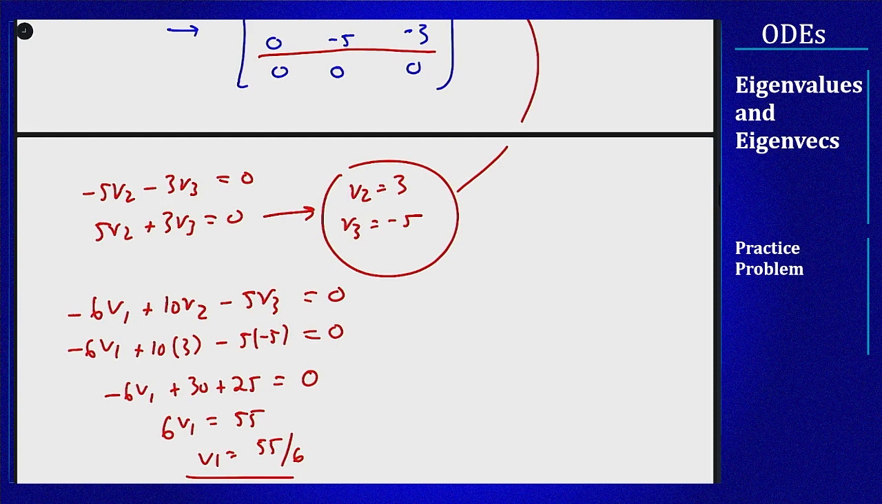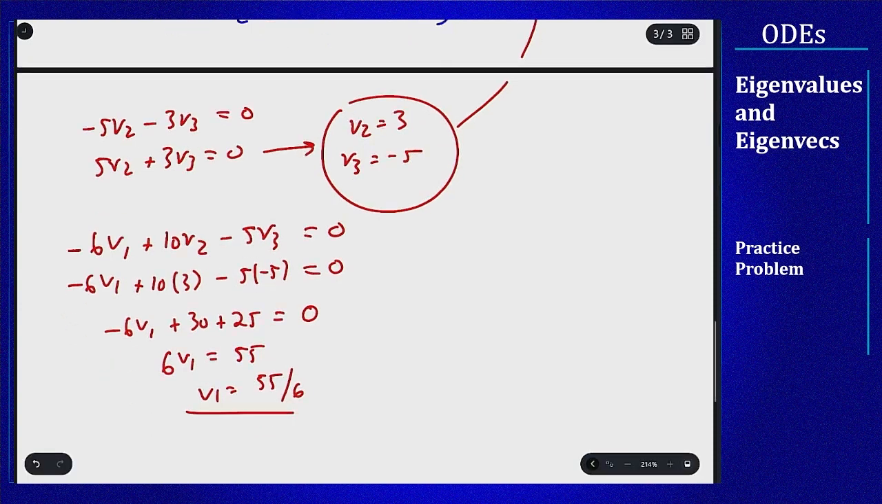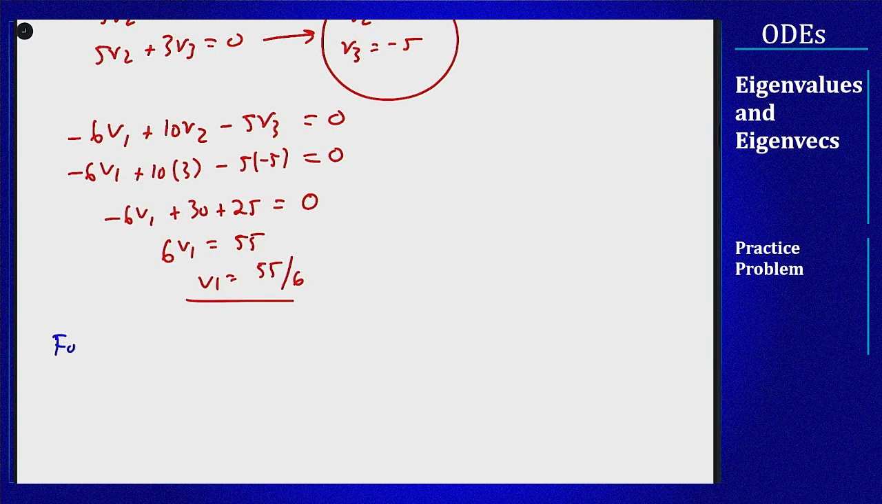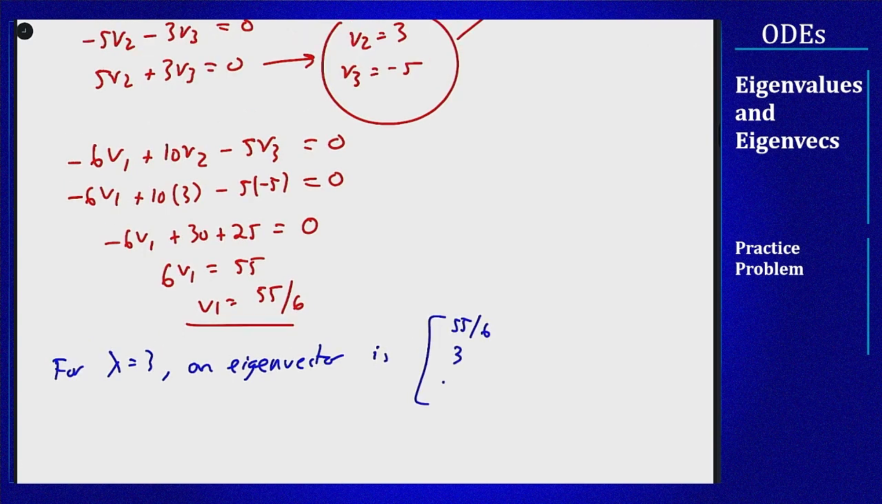There's v1, v2, and v3. Conclusion here: for lambda equals 3, an eigenvector is (55/6, 3, -5), or you could scale this up by 6 and get (55, 18, -30). Either of those work as an eigenvector in this case.